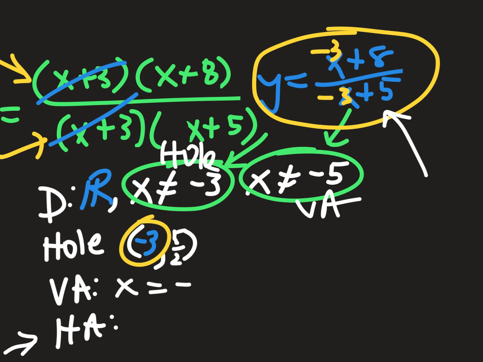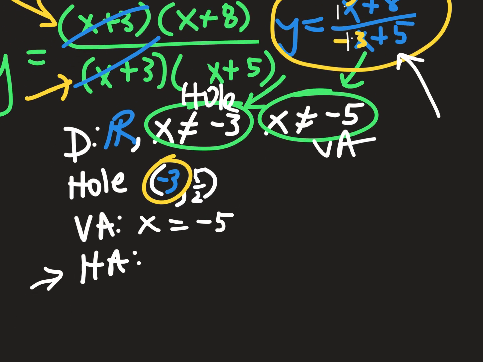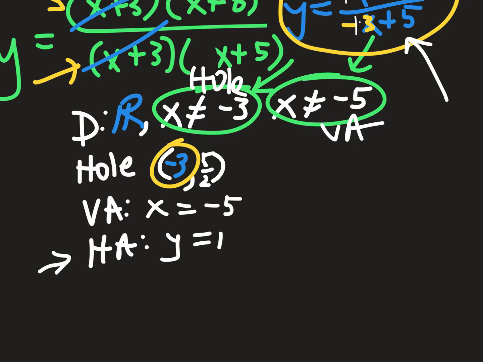X equals -5. And then the horizontal rules kick in, and I look at this, and I ask myself, is it bigger degree on the top or bigger degree on the bottom, or is it same on both? What is it? Same on both. And if it's the same on both, you use a ratio of the what? Lead coefficients, which are 1 and 1, and so this is y equals 1. How many of you had y equals 1 at the very end? Nice. I think you learned how to do horizontal asymptotes then.